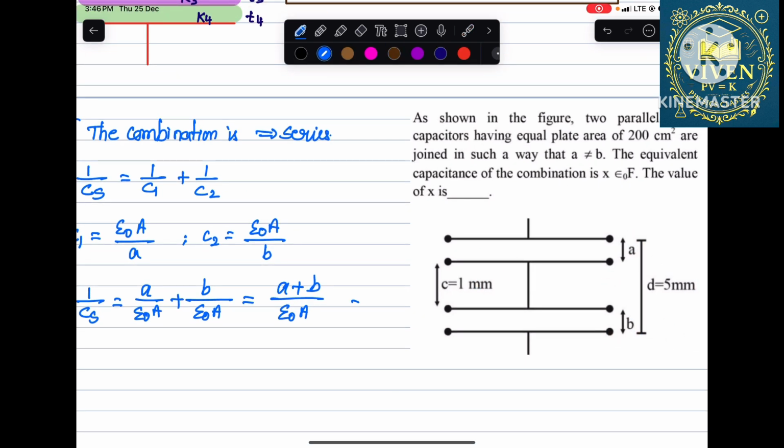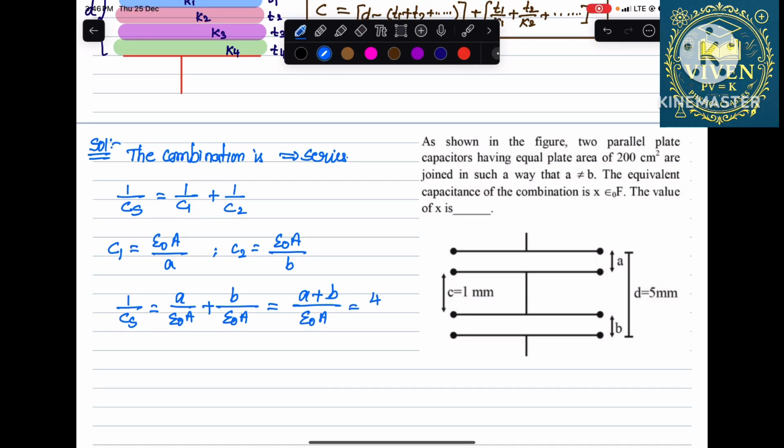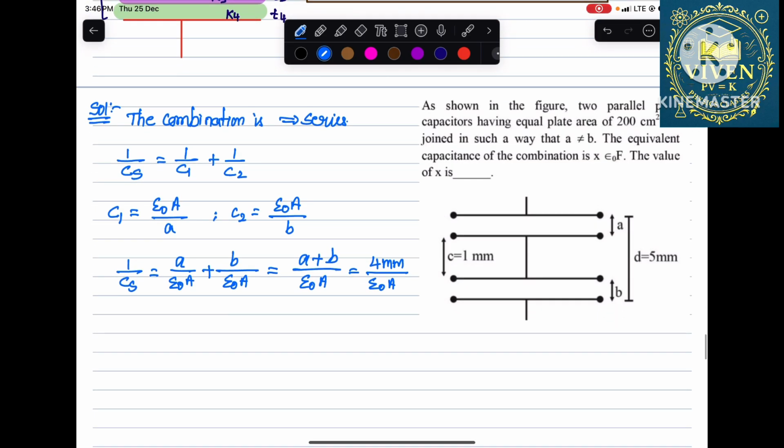So therefore this is going to be so easy. 4 millimeter by epsilon naught A, and this is 1 by C series, but what do I require? C series is equal to epsilon naught A into area, how much? 200 centimeter square, means 1 centimeter is 10 power minus 4 meter square, and by what was this one? 4 millimeter, means 4 into 10 power minus 3.